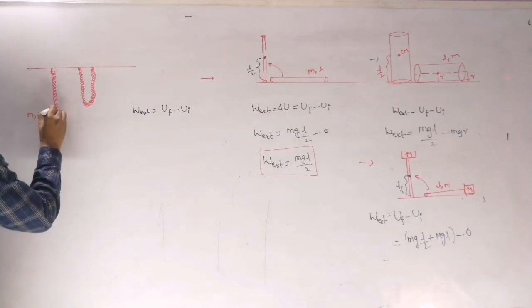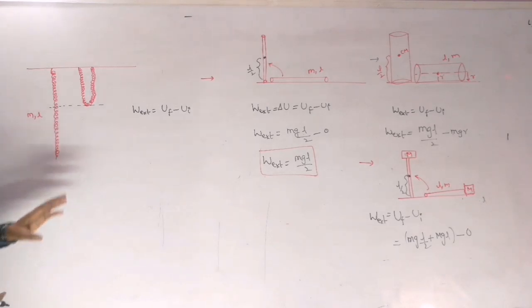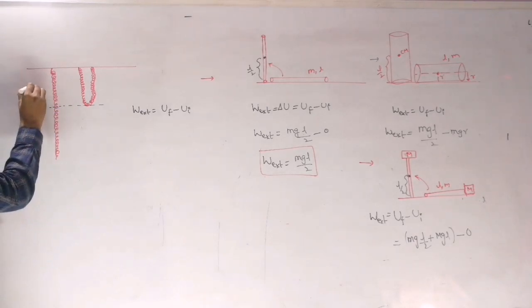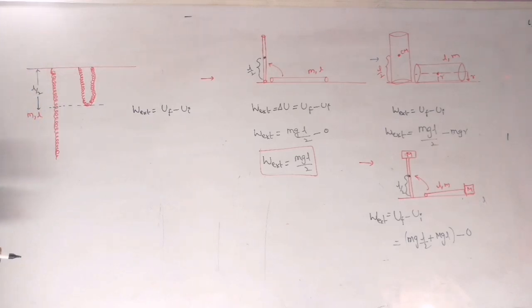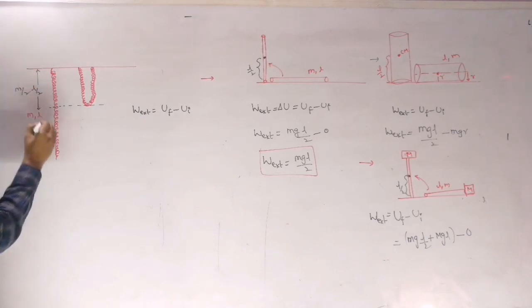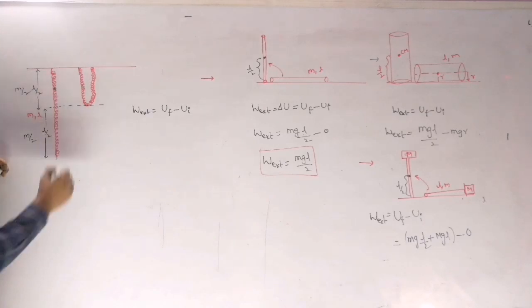So now to write this, I am dividing the chain into two parts. So this length you can take as L by 2. This part I am taking as a chain of length L by 2 and its mass is M by 2. And this part is again L by 2 and its mass is M by 2, right? So now I am taking it as two parts. For these parts the center will be here. So finally also the center will remain there only, right?